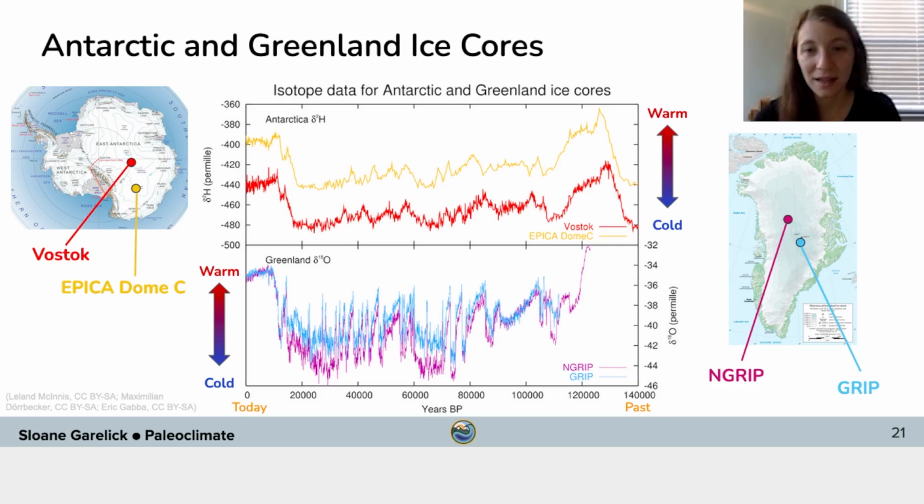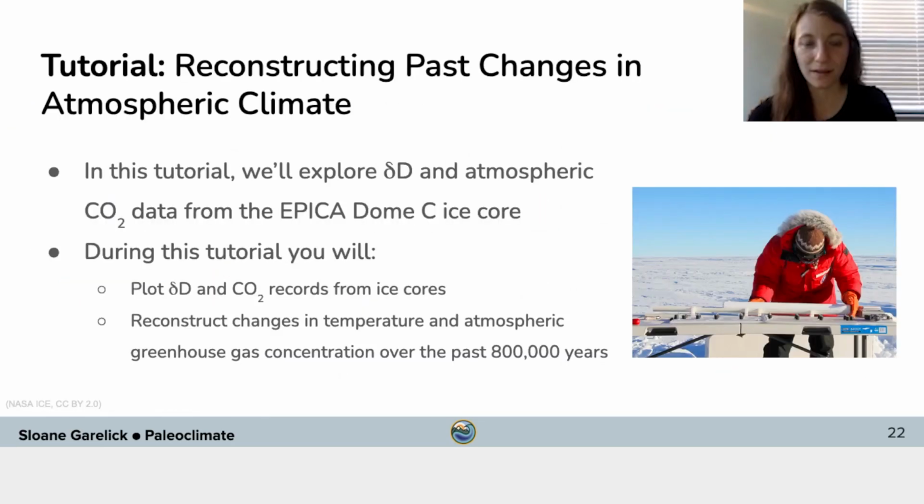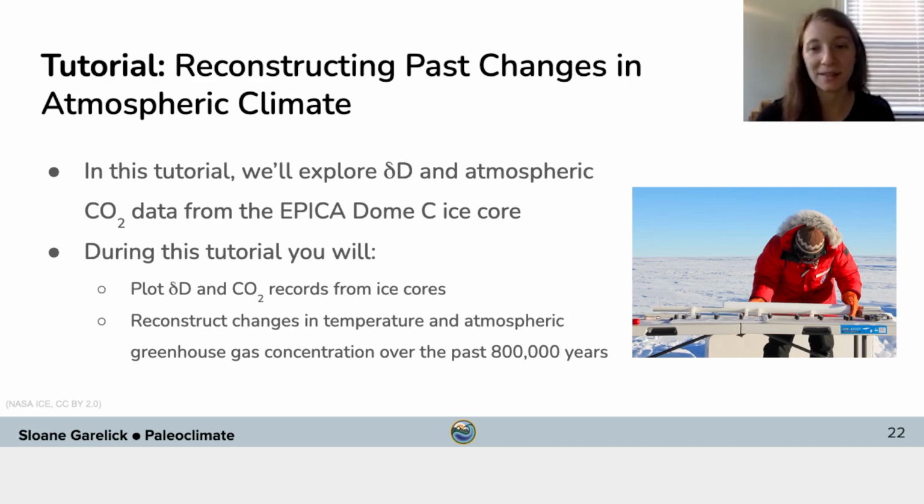And you can see that this y-axis is delta 18O and delta 2H, or delta D. And these record changes in temperature with these more enriched isotopic signatures indicating warmer climates and the more depleted indicating cooler climates. In this tutorial, we'll explore a delta D and atmospheric CO2 reconstruction from the Epica Dome C ice core. And during this tutorial, we'll plot delta D and CO2 records and compare them, and we'll assess changes in temperature and atmospheric greenhouse gas concentrations over the past 800,000 years.